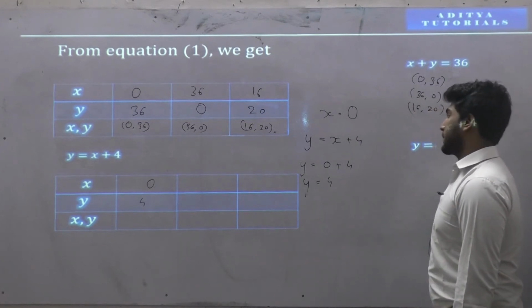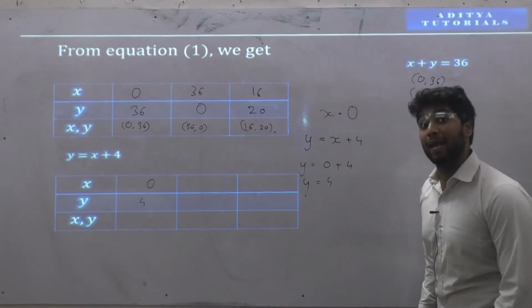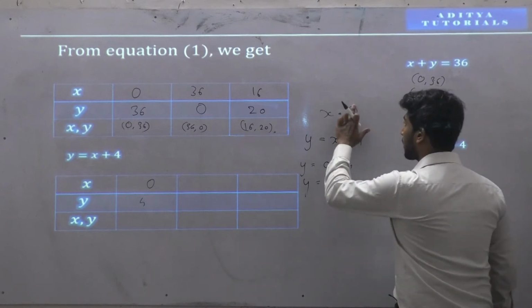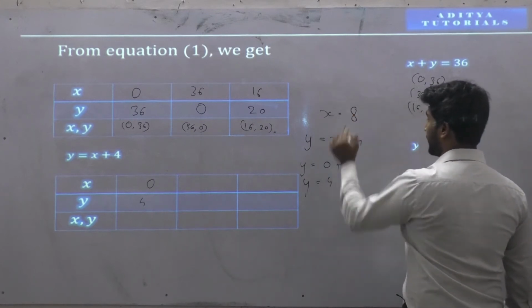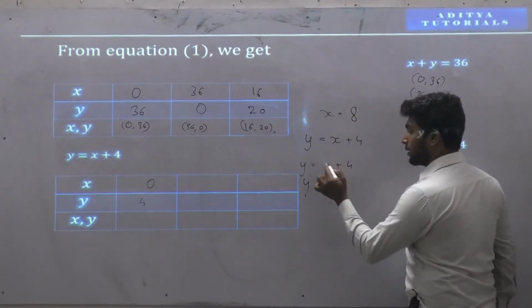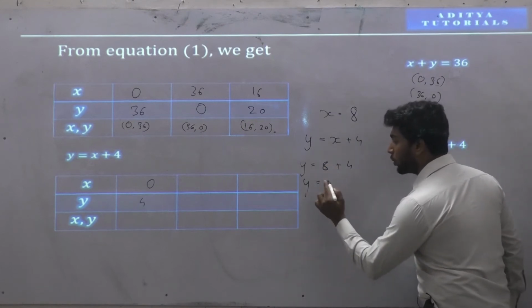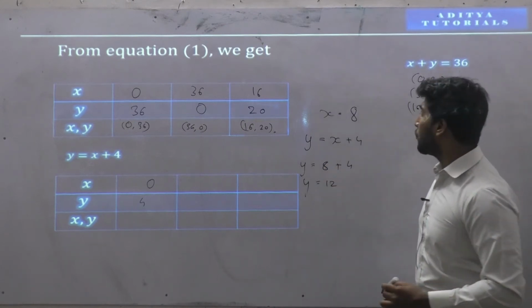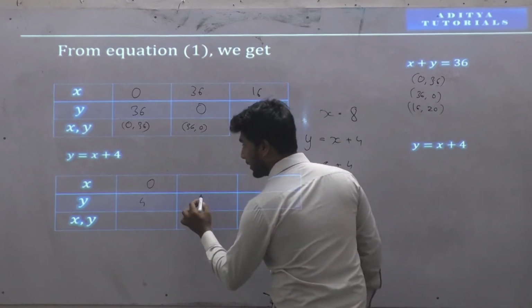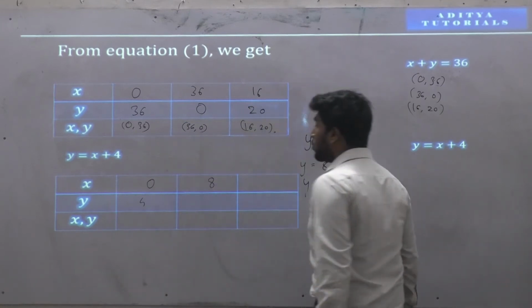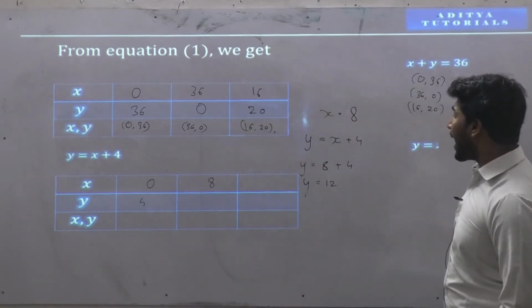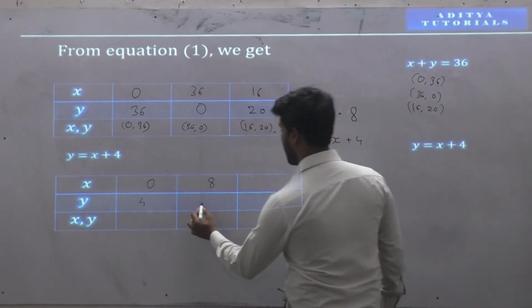Now let's assume the value of x as a bit bigger, let us assume 8. Forget table. 8 plus 4 is 12. When you assume the value of x as 8, you are getting the value of y as 12.